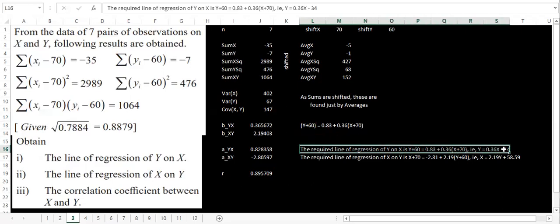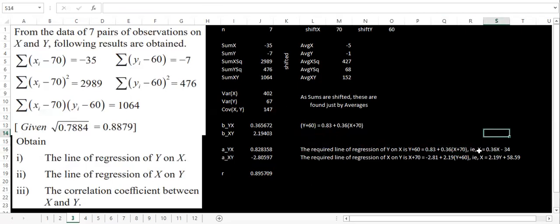And once you simplify it, you get the final regression equation as y equals 0.3x minus 34. And in parallel lines, similarly you can calculate the regression equation of x on y. It comes out to be x equals 2.19y plus 58.59. So yeah, that's all about the first and the second question.